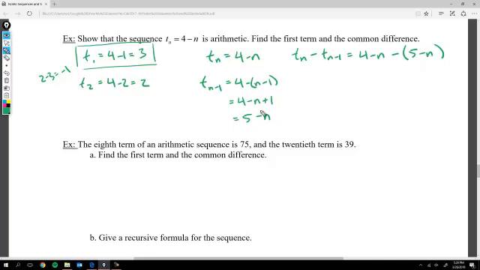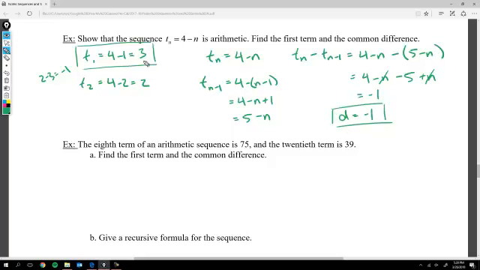Okay, so all I did was subtract what I got here from my nth term. In this case, I get 4 minus n minus 5 plus n. Here my n's are going to cancel. I get 4 minus 5, which is negative 1. And this is going to be my common difference: negative 1.